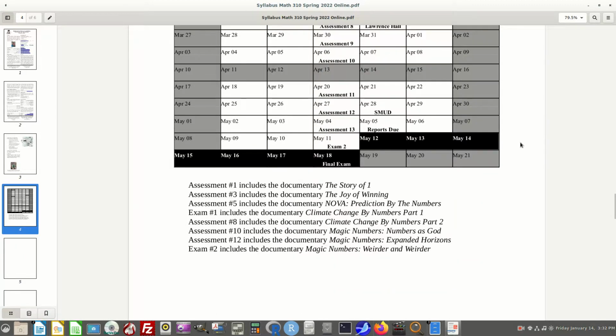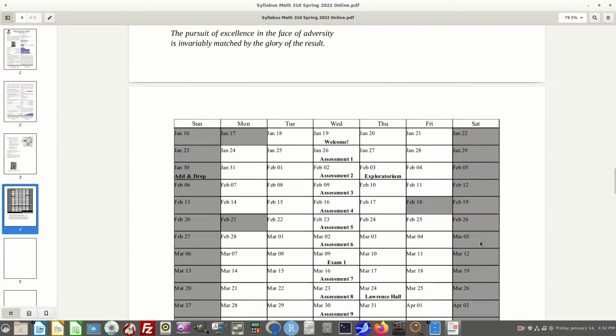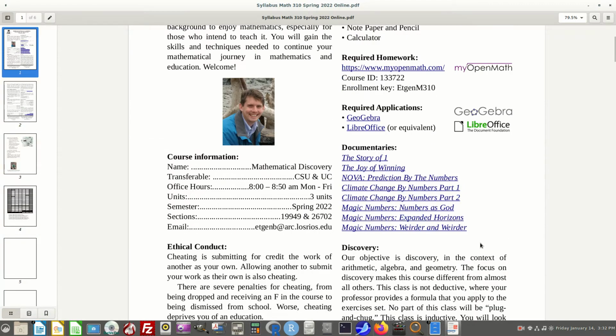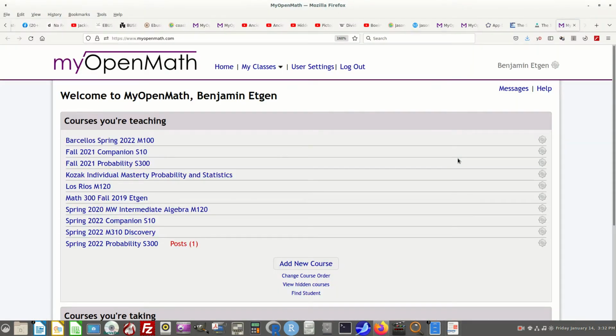I didn't have room to stick in the names of the documentaries and where they are, so you'll see them in My Open Math. They're in the calendar in My Open Math, but I also wanted to make sure that they were a part of the calendar as well. I just mentioned the calendar, so let's go back to My Open Math, and I'll show you where the calendar is. So let's log into My Open Math.